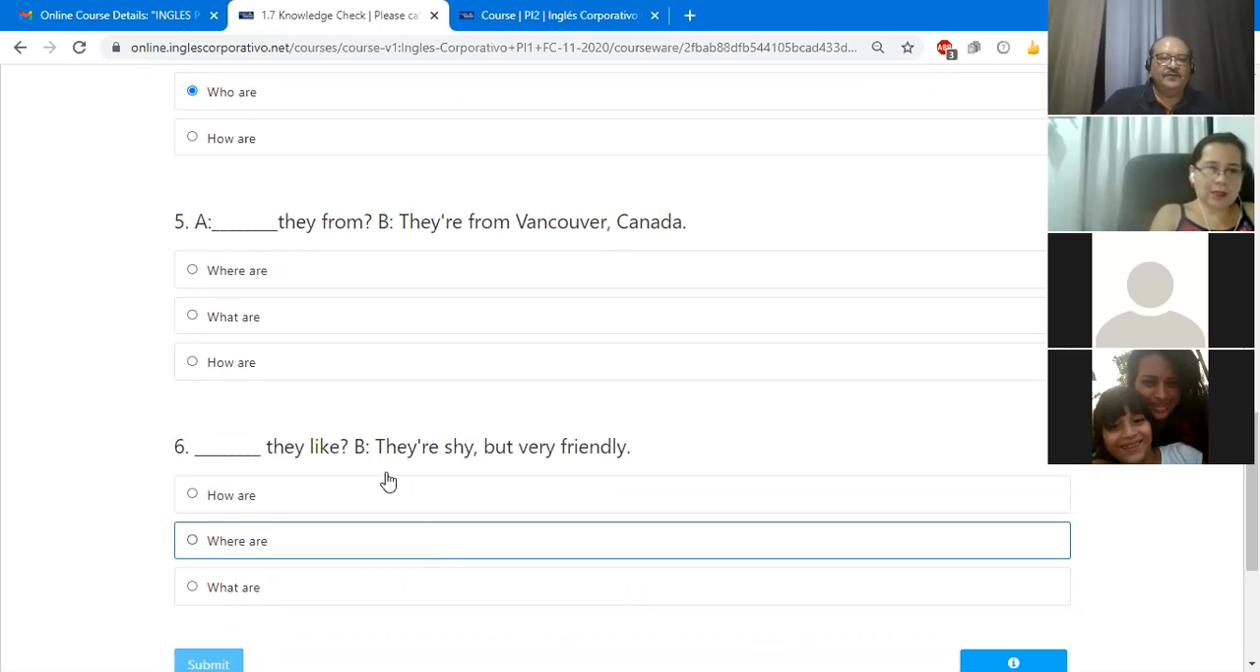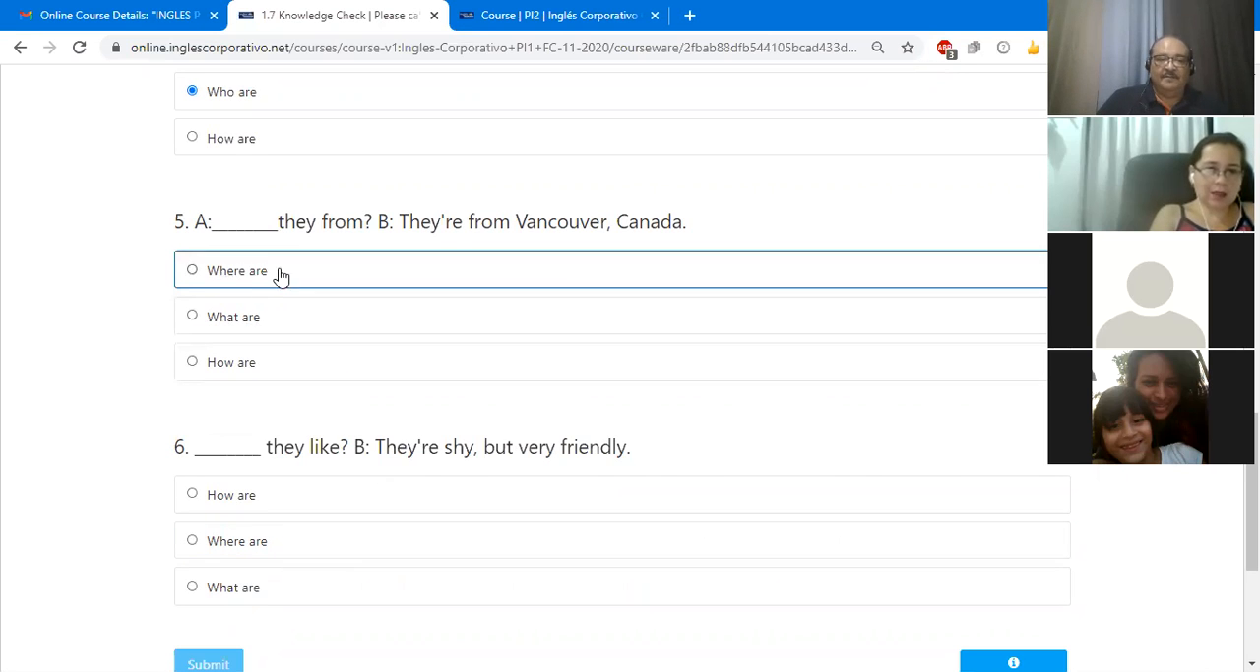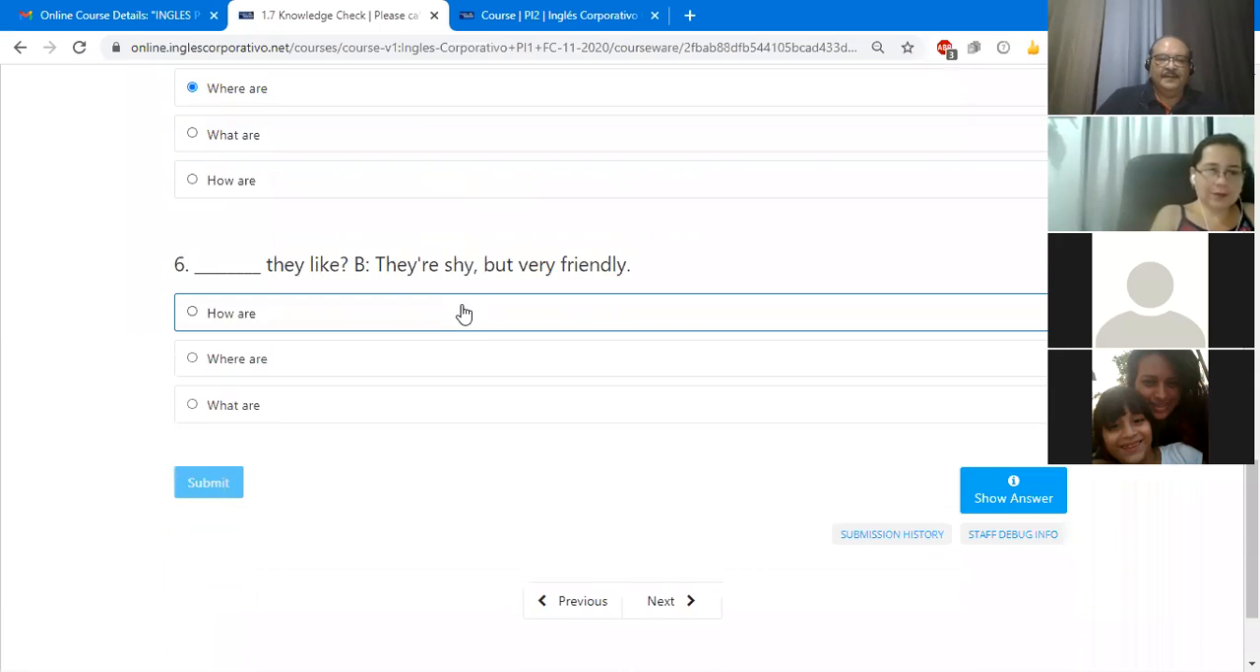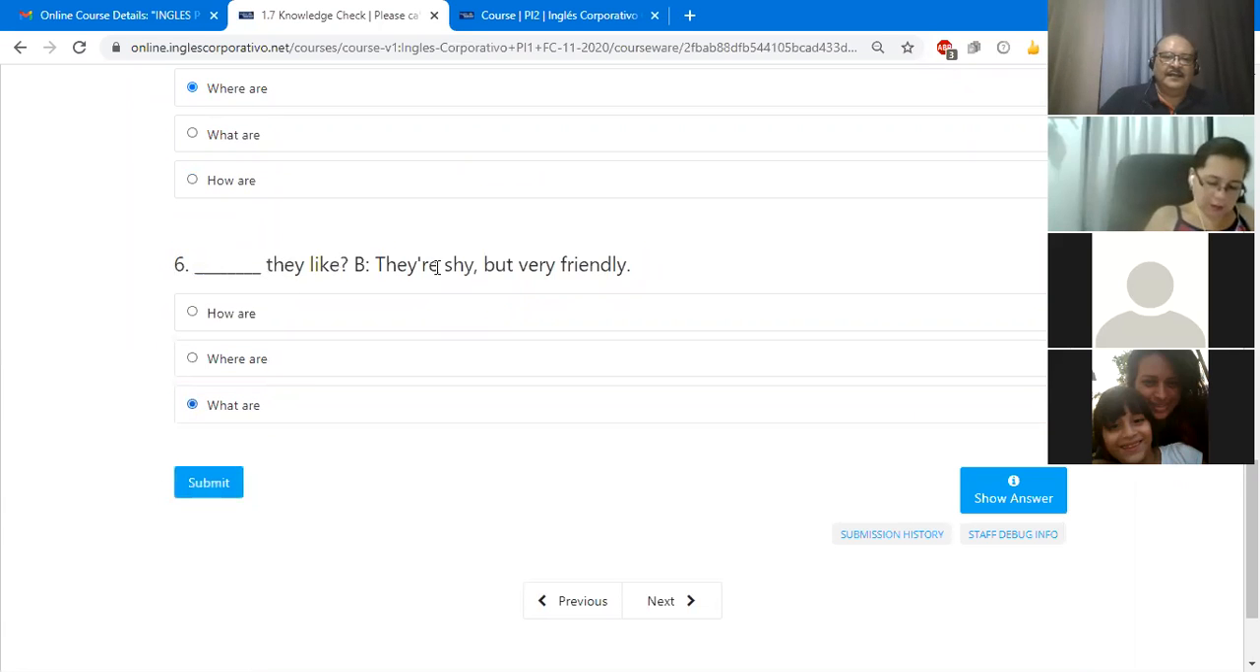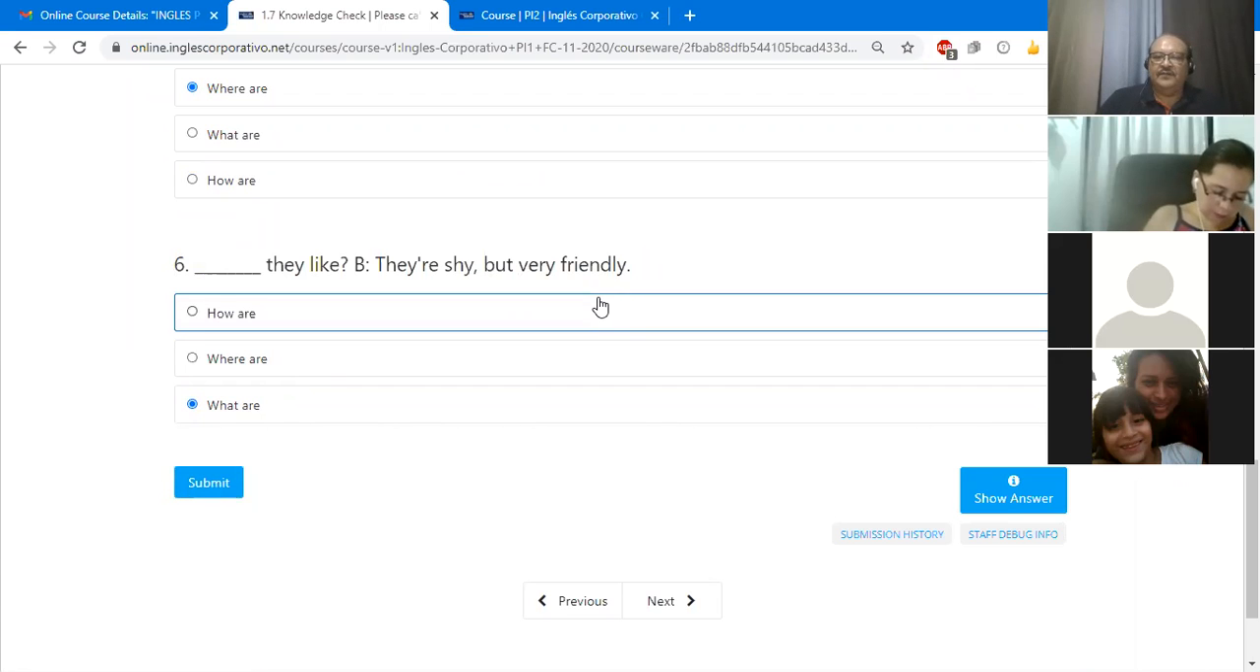Number five, where are they from? They're from Vancouver, Canada. That's right. How about number six? What are they like? They're shy, but very friendly.